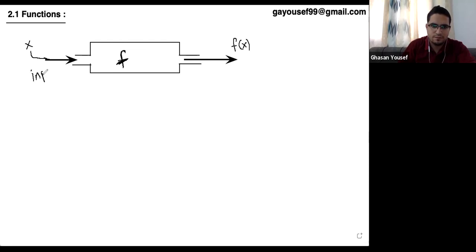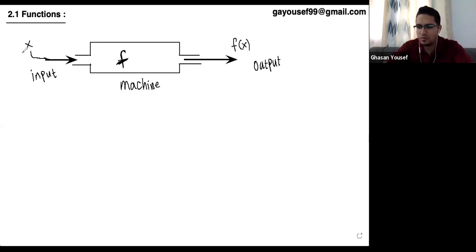So input here, output here, and this is the machine. So x belongs to a set called A. Here I can say this x, this value is taken from set A, and this value f of x is coming from a set called B.